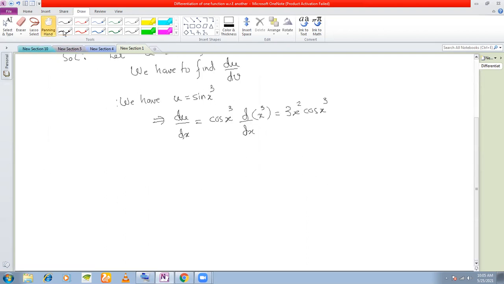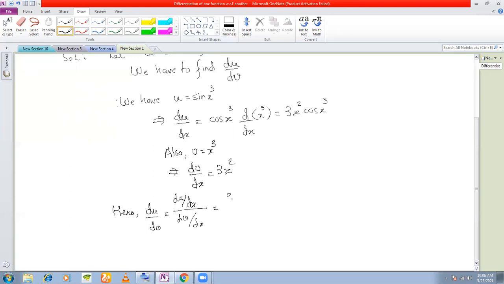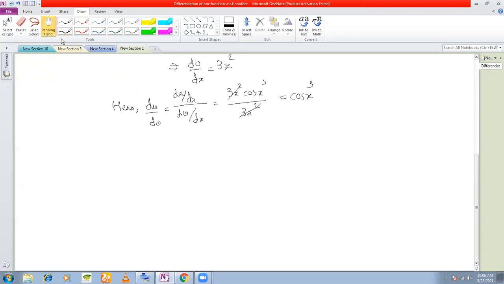Next, you start from v and find dv/dx, which is equal to 3x square, right? So now since you have to find du/dv, you say du/dv is equal to du/dx by dv/dx, and that is 3x square cos x cube divided by 3x square. So 3x square and 3x square cancel off, and you simply get cos x cube. Okay, moving on to the next one.